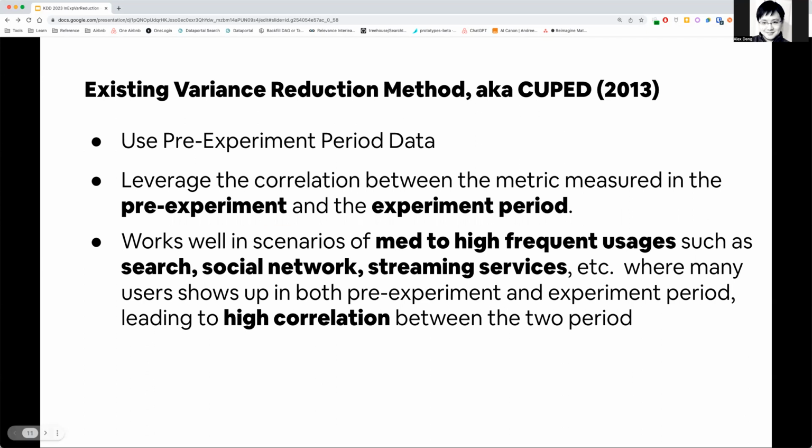One method called CUPED has been widely used for almost a decade. It uses pre-experiment period data. It leverages correlation between the metric measured in the pre-experiment period and experiment period. It works really well in scenarios of medium to high frequency usage, where there are enough users who show up both in the pre-experiment period and experiment period. This naturally leads to high correlation between the two periods.